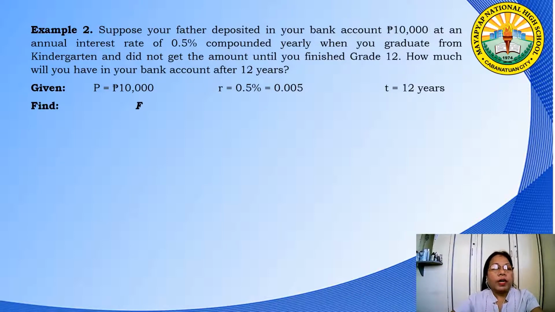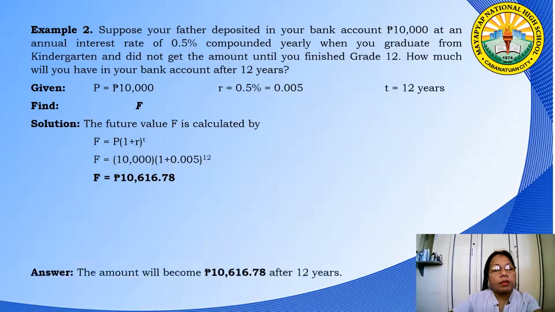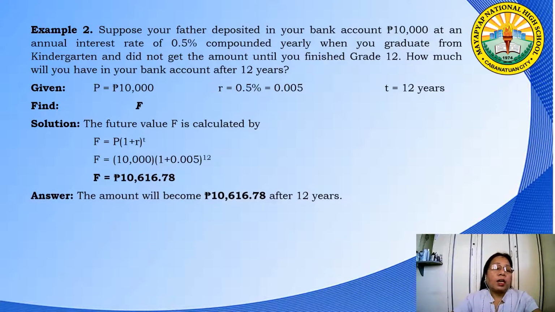To find the future value, it is calculated by F equals P times quantity 1 plus R raised to T. Substituting all the given, we have 10,000 pesos times quantity 1 plus 0.005 raised to 12. Therefore, the future value is 10,616.78. So thus, the amount will become 10,616.78 after 12 years.